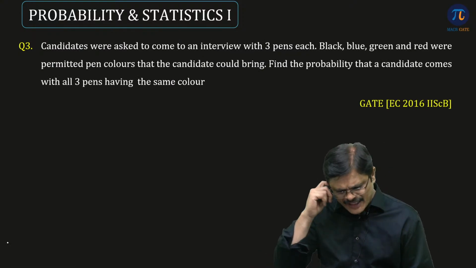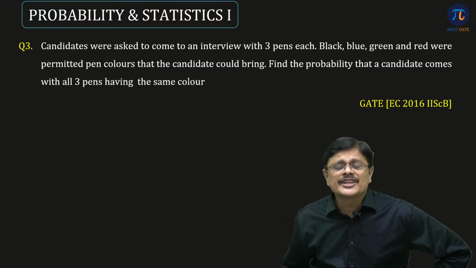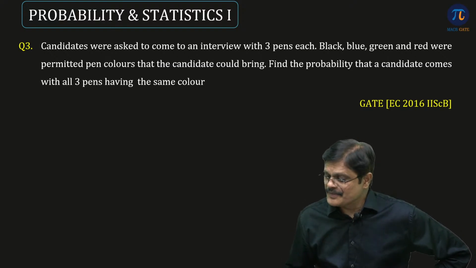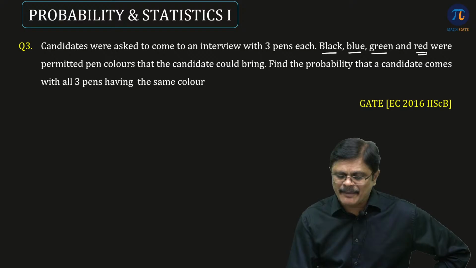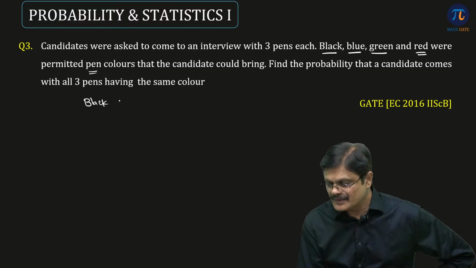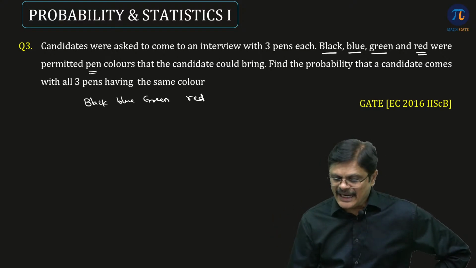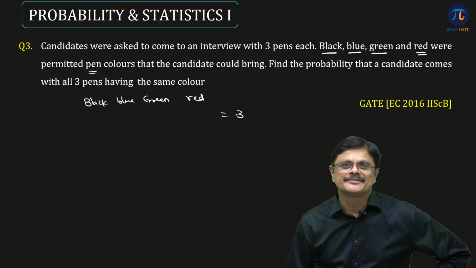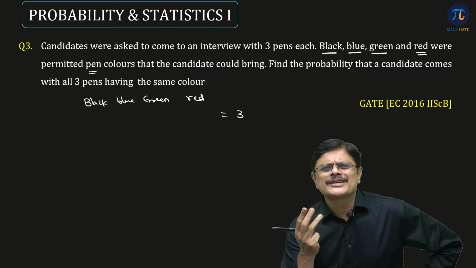As I told you, this is one of the GATE questions. Candidates were asked to come to an interview with 3 pens each. Black, blue, green and red were the permitted pen colors. So the candidate can come with a black pen, blue pen, green pen or red pen. These are the permitted colors, and he needs to come with 3 pens.